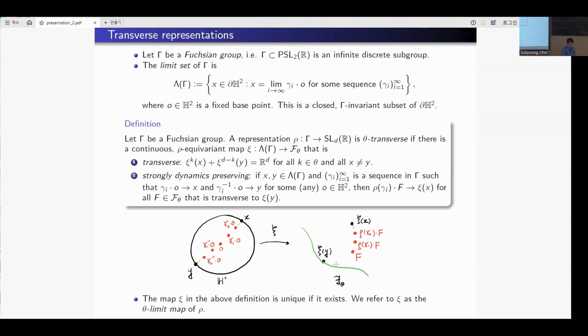Very good question. What this ensures is that if you look at the limit set and take its image under C, the image is going to be invariant under rho gamma, and the rho gamma action there is a convergence group action. So in some sense, what we're saying is that the convergence group action on the limit set of gamma has to be transferred into the flag manifold. Any other questions?